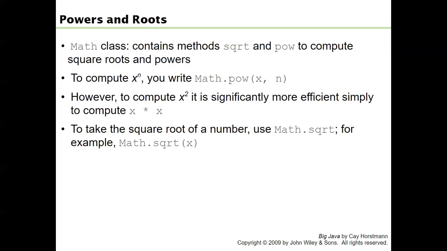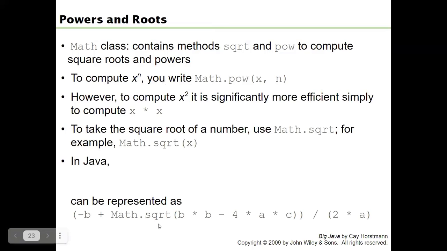To take the square root of a number, you just call Math.sqrt. For example, you say Math.sqrt of x, and it will tell you what the square root is. Obviously, that's probably a double coming back, because in most cases you're going to have a decimal point and digits after the decimal point.